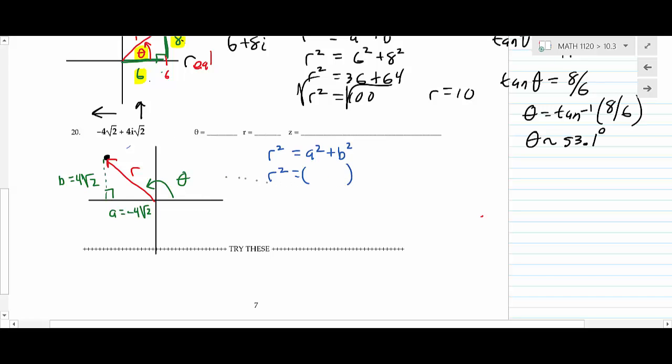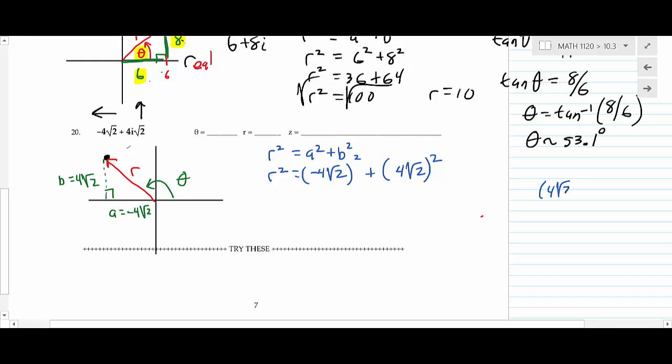So A is this part, negative 4 root 2. We're going to square that. B is this part, the height of the triangle. So that's 4 root 2, and then we're going to square that like that. Okay? Now, this part right here, I see students mess up on this more than anything else. So you want to be able to just do that in your head. I see people foiling this all the time.